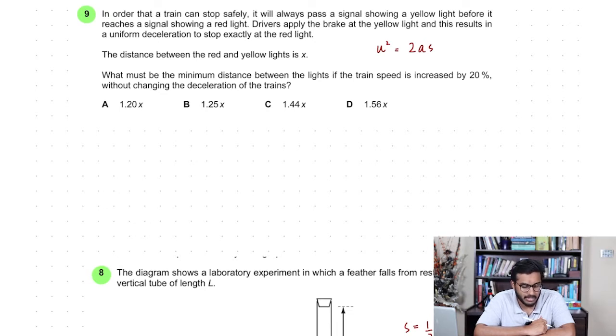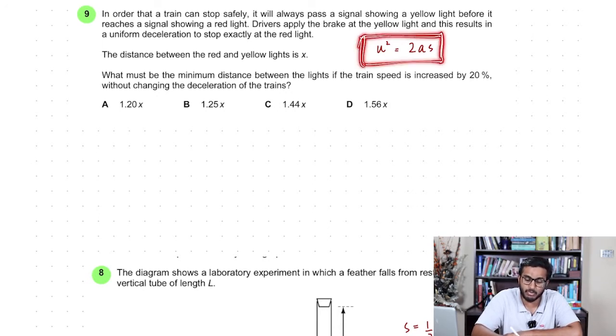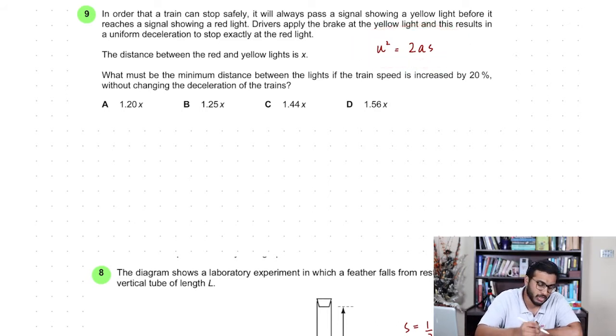What must be the minimum distance between the lights if the train speed is increased by 20% without changing the deceleration of the trains? Now, to solve this question, I have written an equation that we are supposed to use. You are supposed to remember this equation when you are in your A levels. Right now, because we are trying to bridge the gap, I'm giving you the equation myself and I'm going to tell you what quantity represents what. This U is basically the initial speed. This A is acceleration, and this S is basically displacement.